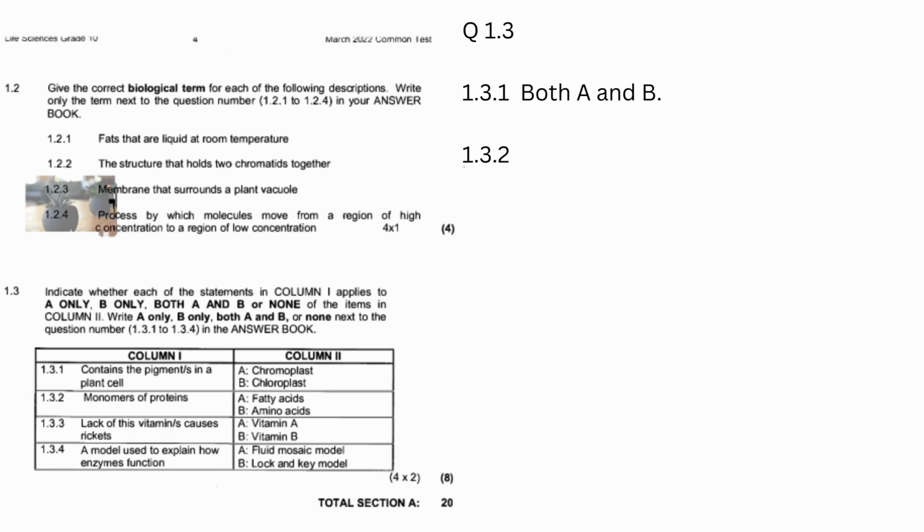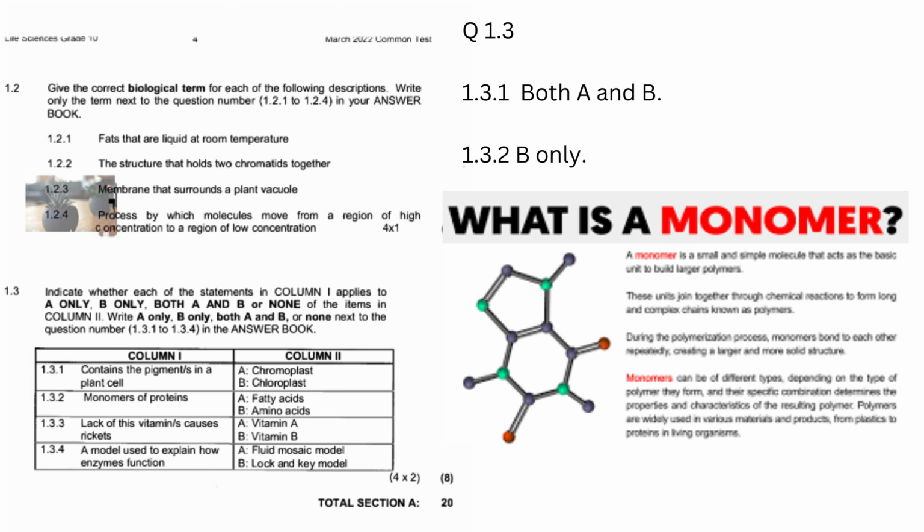Question 1.3.2. Monomers of proteins. A. Fatty acids, B. Amino acids? The answer is B only. Let's think. What is a monomer? It's just a building block.